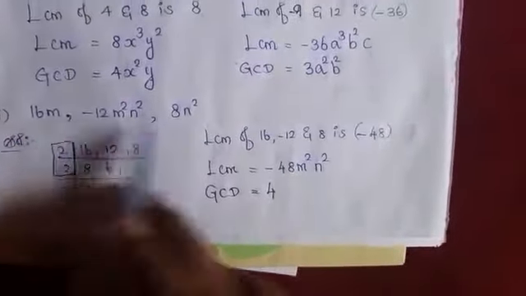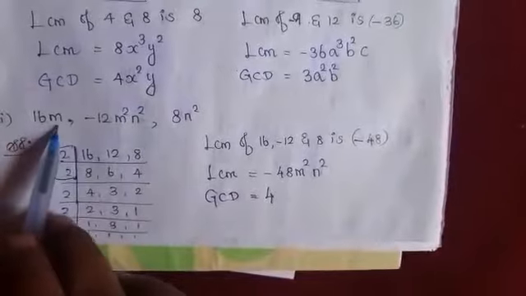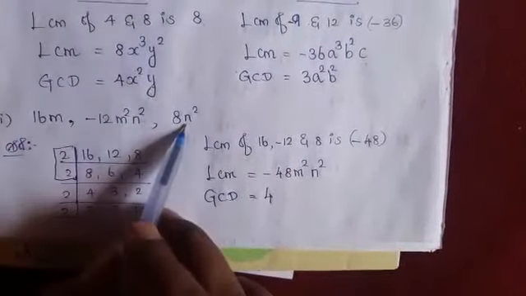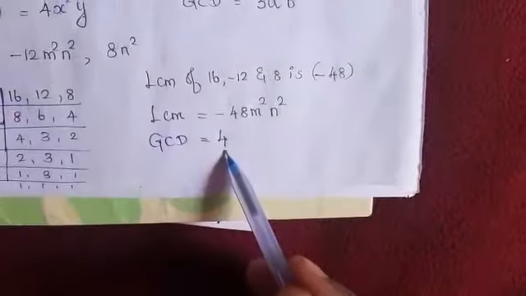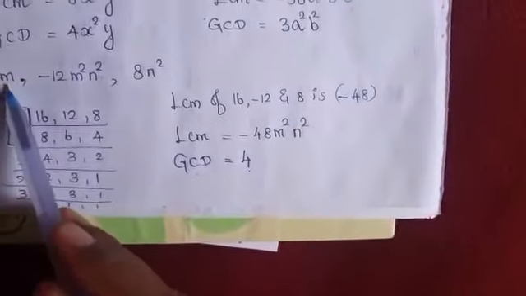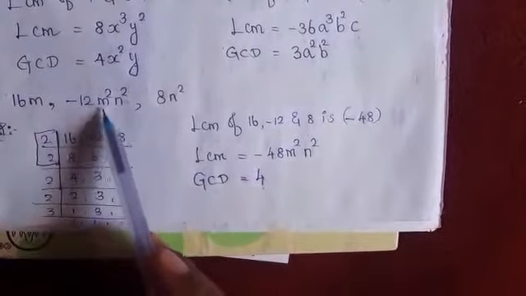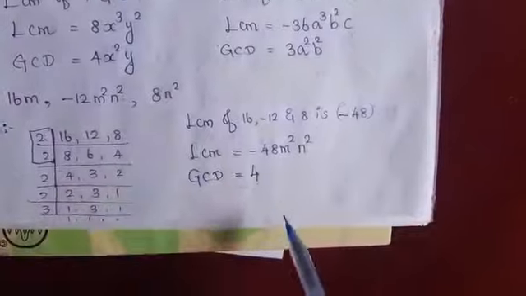Are any variables common to these three terms? M, okay, but here there is no m in one term, therefore it's not possible. GCD is 4. The GCD of 16m, minus 12m square n square, 8n square is equal to 4. That's all. Next, the fourth question.